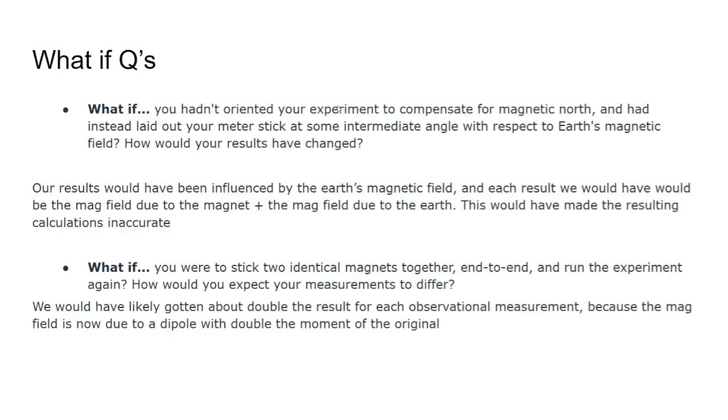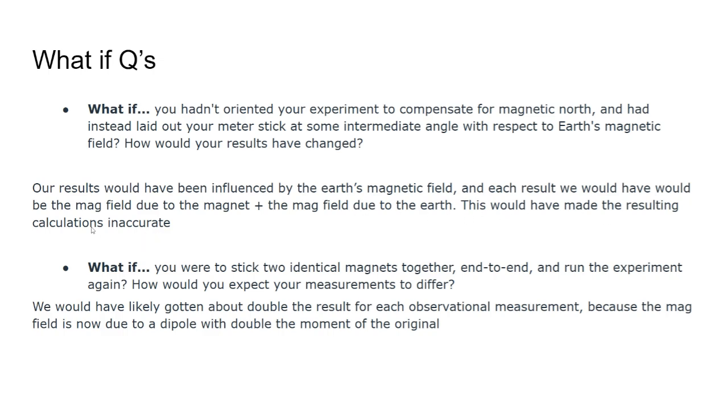What if we hadn't oriented our experiment to compensate for magnetic north? Our results would have been influenced by the Earth's magnetic field, and each result we would have would be the magnetic field due to the magnet plus the magnetic field due to the Earth. This made the resulting calculations inaccurate.